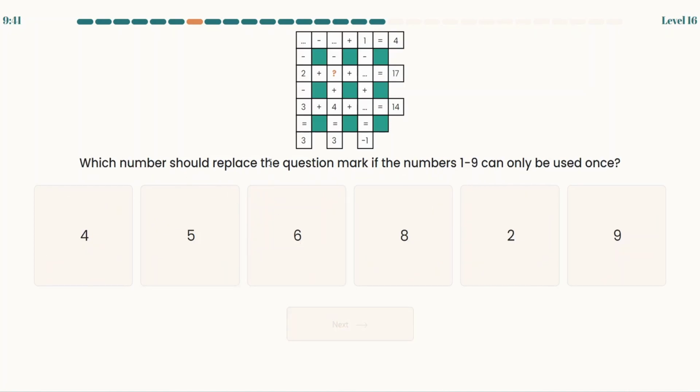Which number should replace the question mark if the numbers 1 to 9 can be only used once? So to find this one, we need to first find this one. 3 plus 4, that's 7. Minus 14, that's 7. 7 plus 1, it's 8. 8 minus 9 is minus 1. This is 9. 2 plus 9 is 11. Then its question mark is 6.